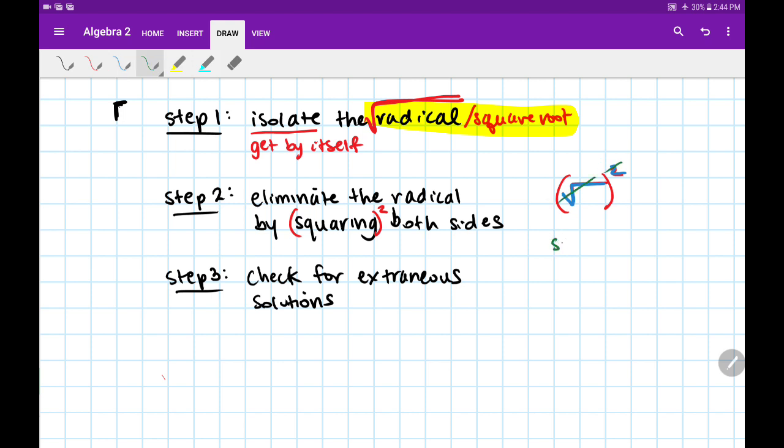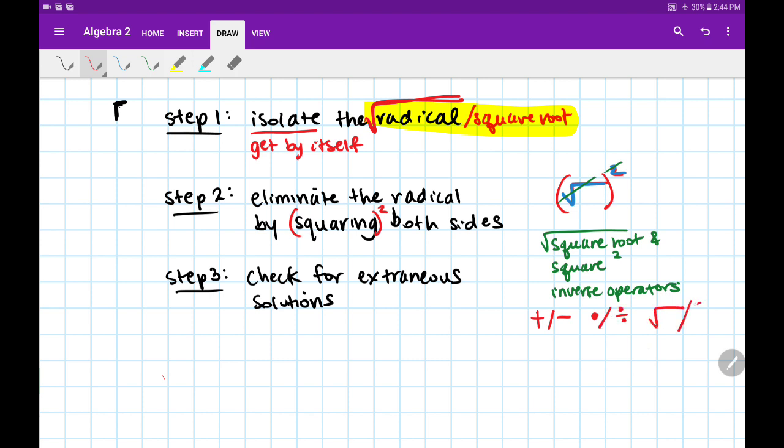And that's because the square root and then the square, basically taking it to the power of 2, are inverse operators. In the same way that addition undoes subtraction, or that multiplication undoes division, taking the square root and then squaring something also are inverse operators.